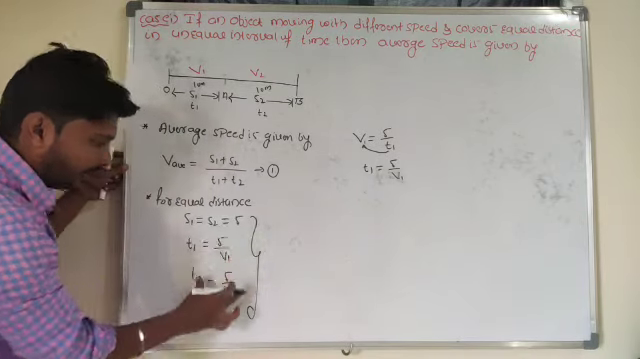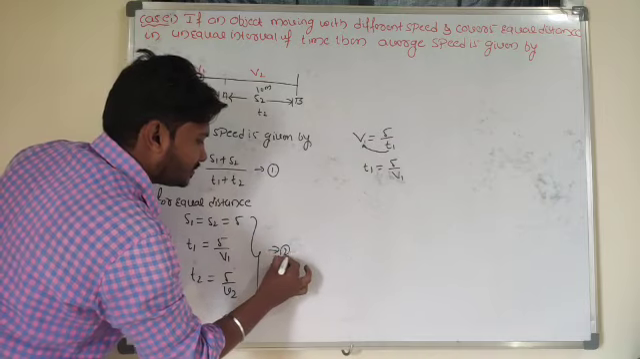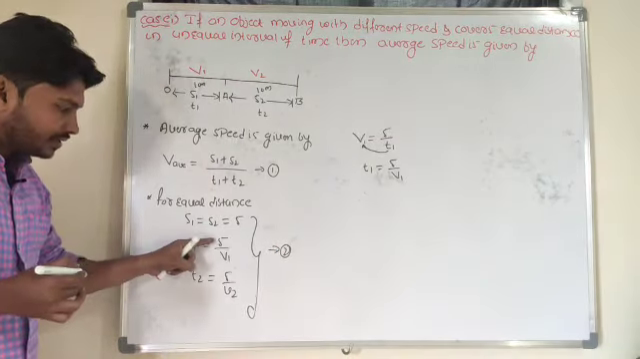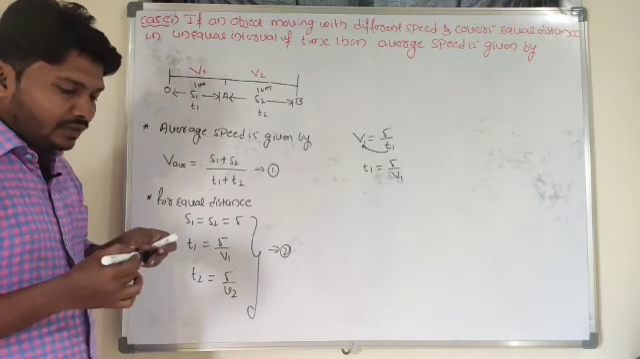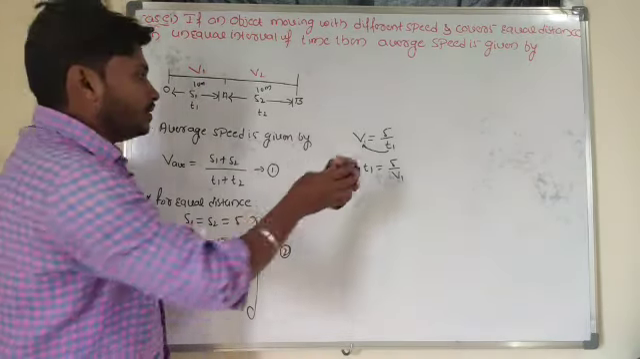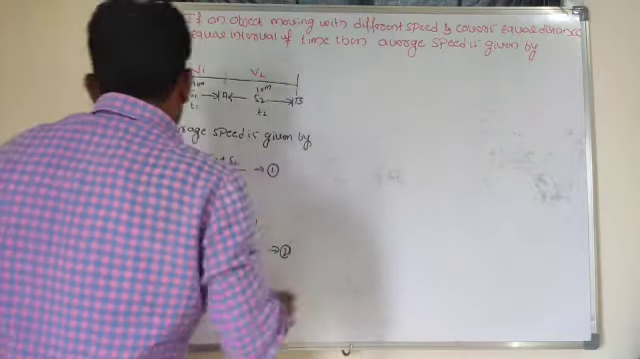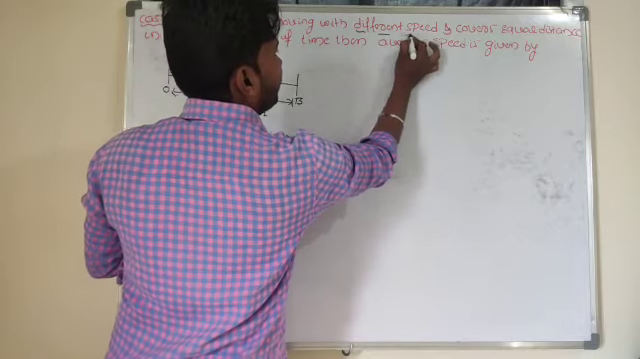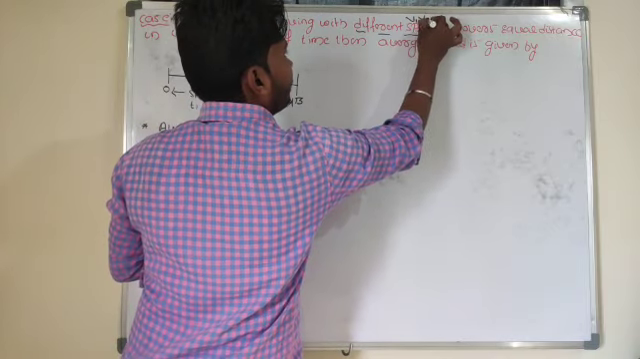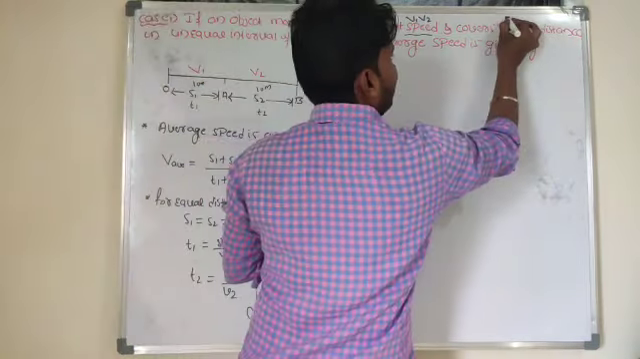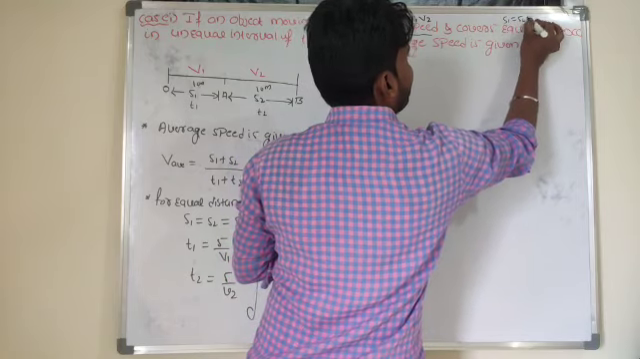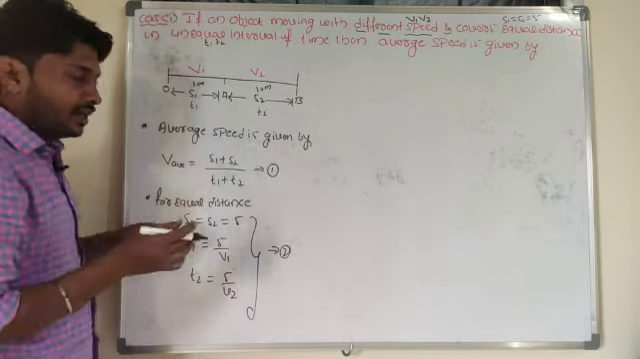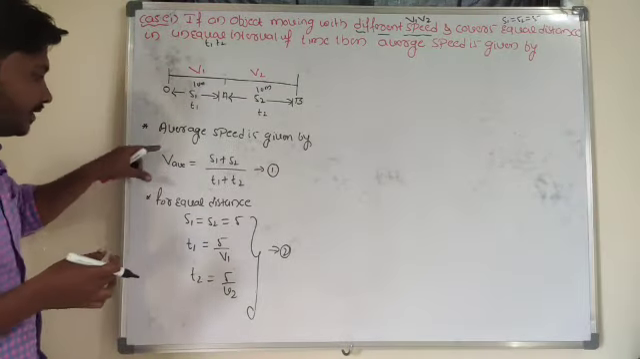So all these three equations I will take as equation 2 here. So S1 is equal to S2 is equal to S, T1 is equal to S by V1, T2 is equal to S by V2 here. So we are deriving the expression for the average speed in the case where an object is moving with different speeds. Different speeds means V1 and V2. It covers equal distance, so S1 is equal to S2 is equal to S, in unequal intervals of time T1 and T2. So this is the expression for average speed we are deriving.